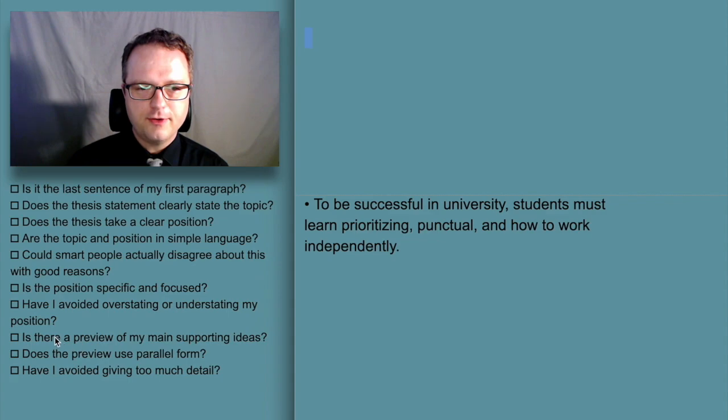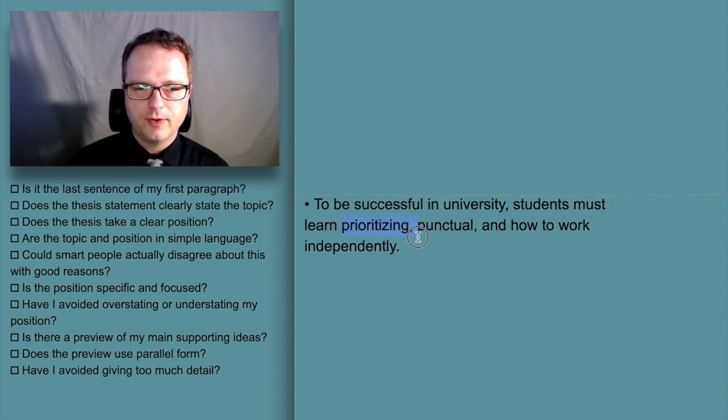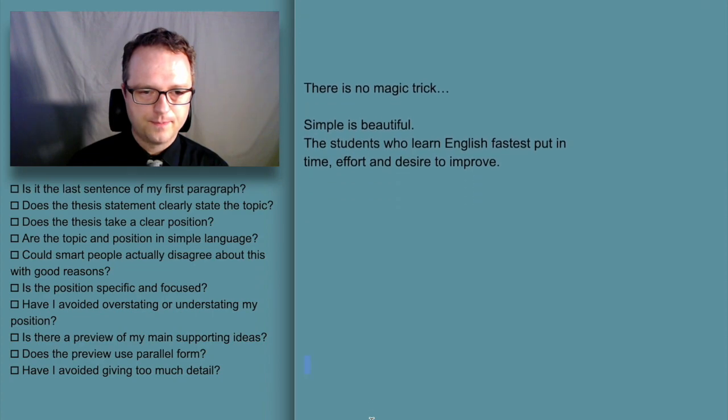Is there a preview? There is a preview. Is the preview in parallel form? That's where the problem is here. We have an ing word, prioritizing. We have an adjective, punctual. And we have a how-to phrase, how to work independently. So we need all 3 of those to be in the same form. And let's take a look at how.